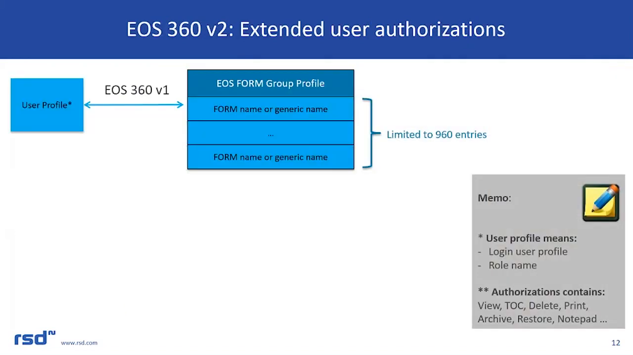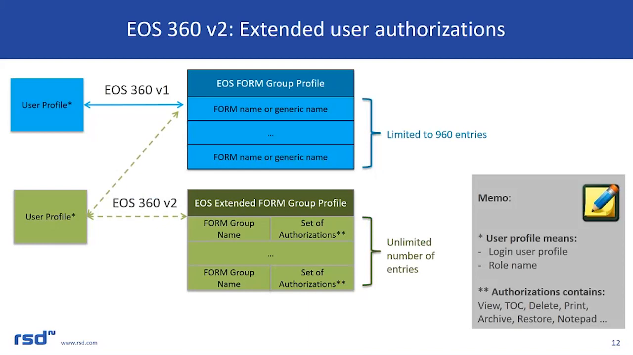So here's what we've done. In V2, we're going to have the ability to extend user authorizations. What you see from version 1 is the controls that determine what users can see, for example, the number of forms for the different departments, and also provide a limited view of those reports, what some could see and others could not. The form group profile, as it exists today, has only 960 entries. Click, please.